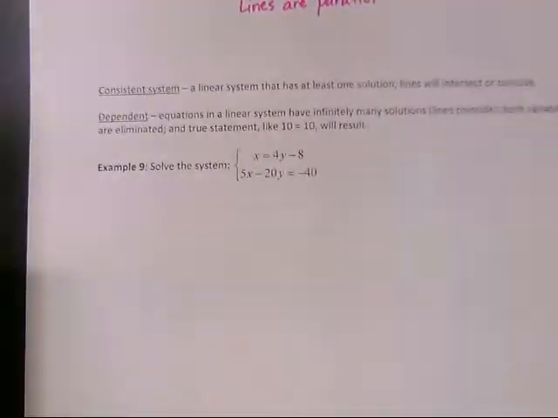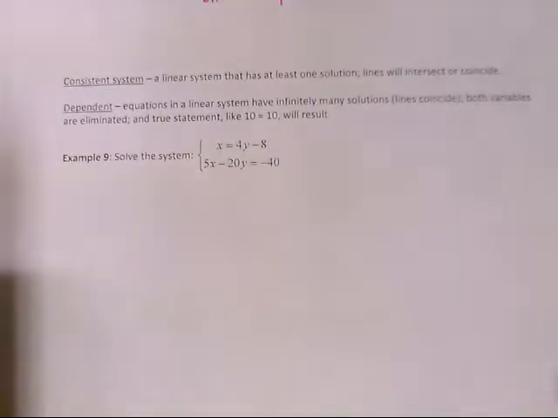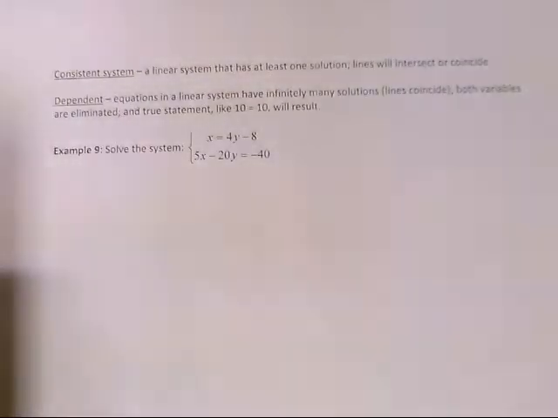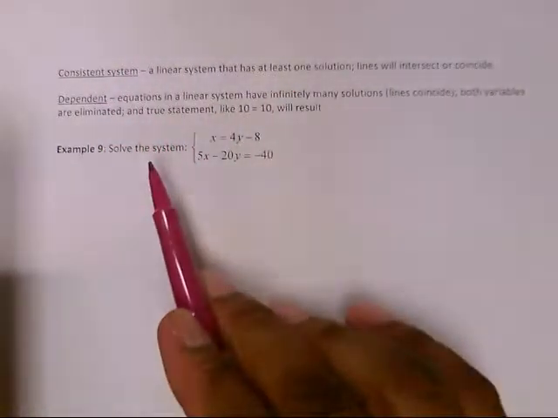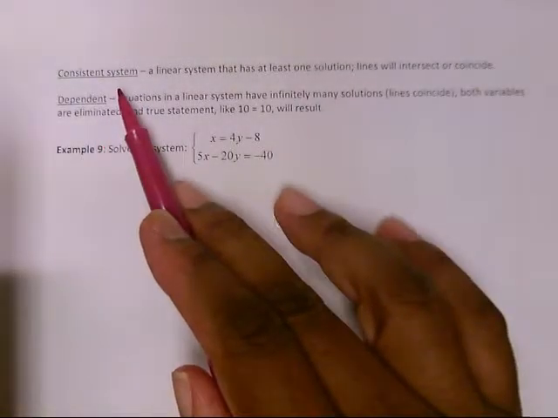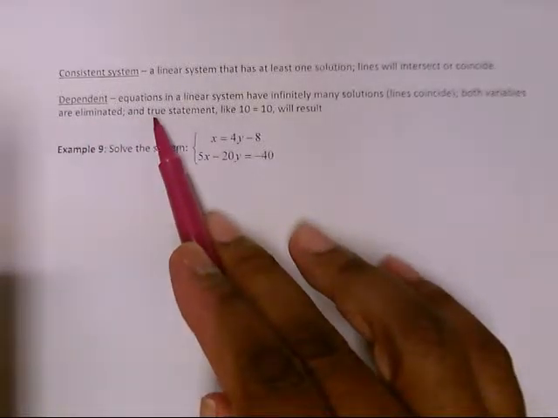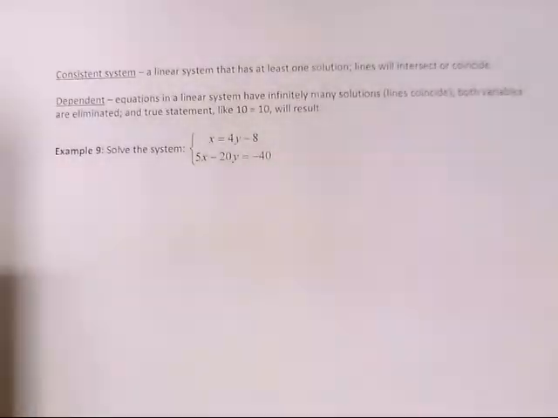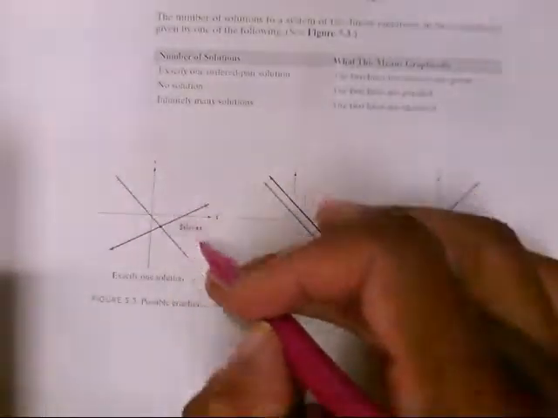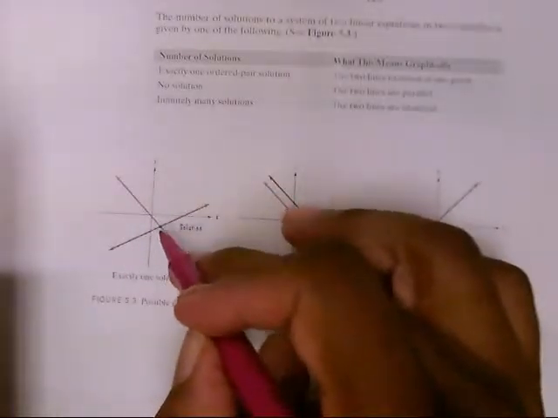Alright, now the other type will be a consistent system, meaning that the linear system has at least one solution. That means that the lines will intersect or coincide. Now, dependent is a little bit different from being consistent and independent. Because with consistent and dependent, that means the equations will have infinitely many solutions. That means that the lines will coincide. And both variables will be eliminated, and you'll get a true statement like 10 is equal to 10. Okay? If I go back here, this will be consistent and dependent. This part right here where the two lines intersect, this will be consistent and independent.